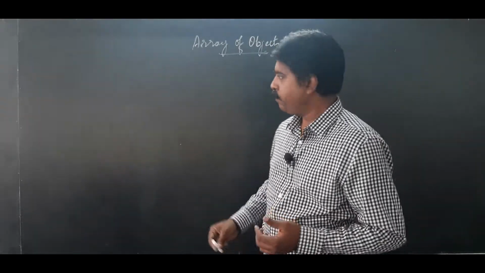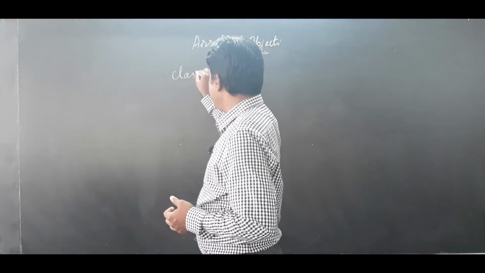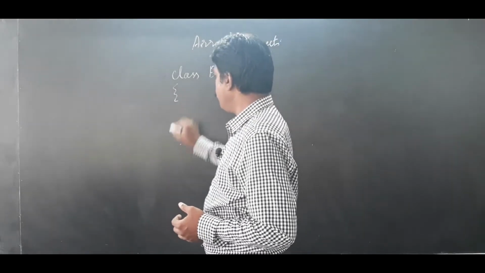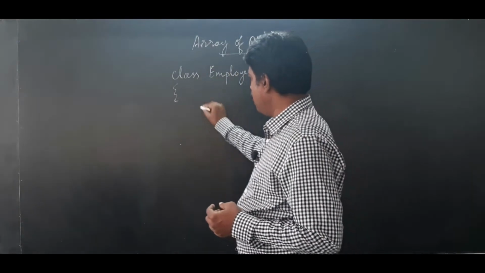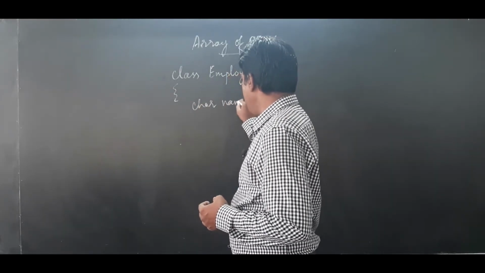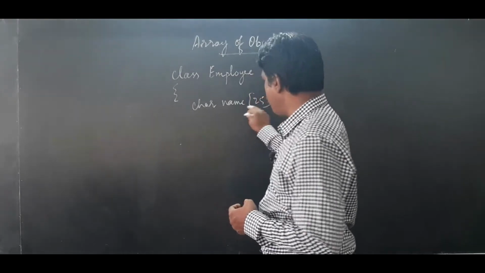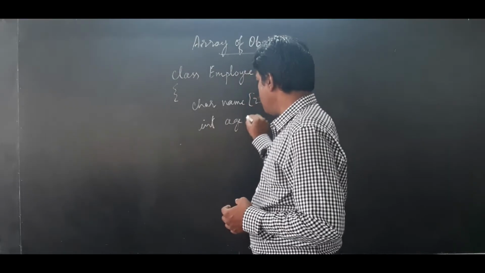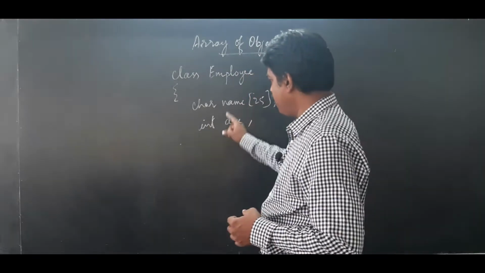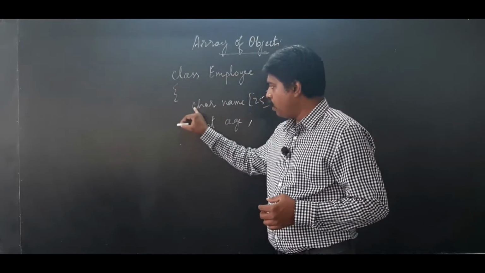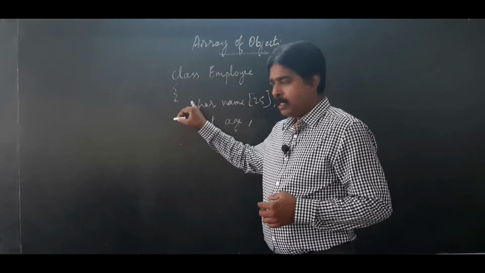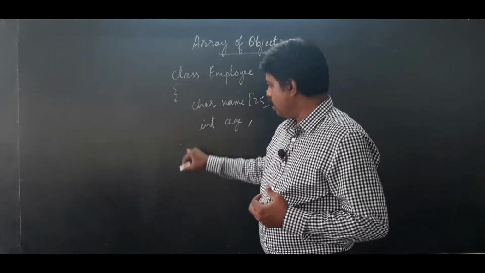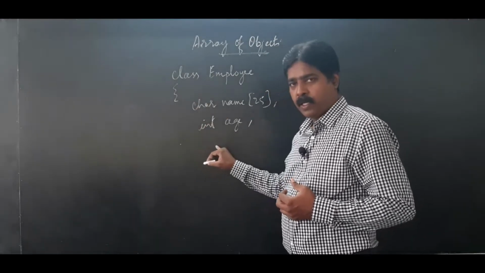So we'll take an example, that is class employee, open a flower bracket. We'll take 2 data members. One is char name of 25 to store the name of an employee. Likewise, we have int age to store the age of the employee. Here I have not mentioned any access specifier. That means the default access specifier the compiler is going to take is private. So these 2 data members will be under private.